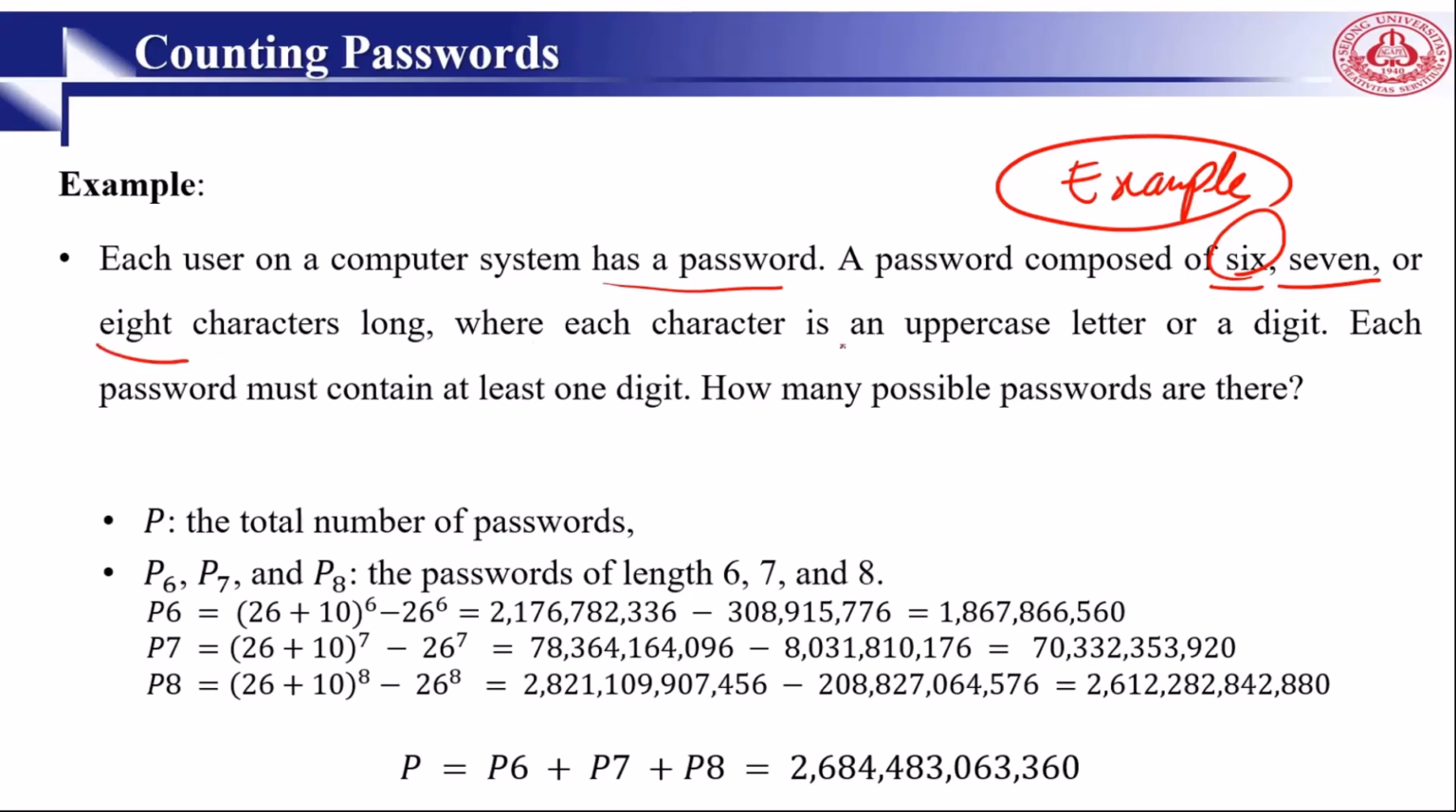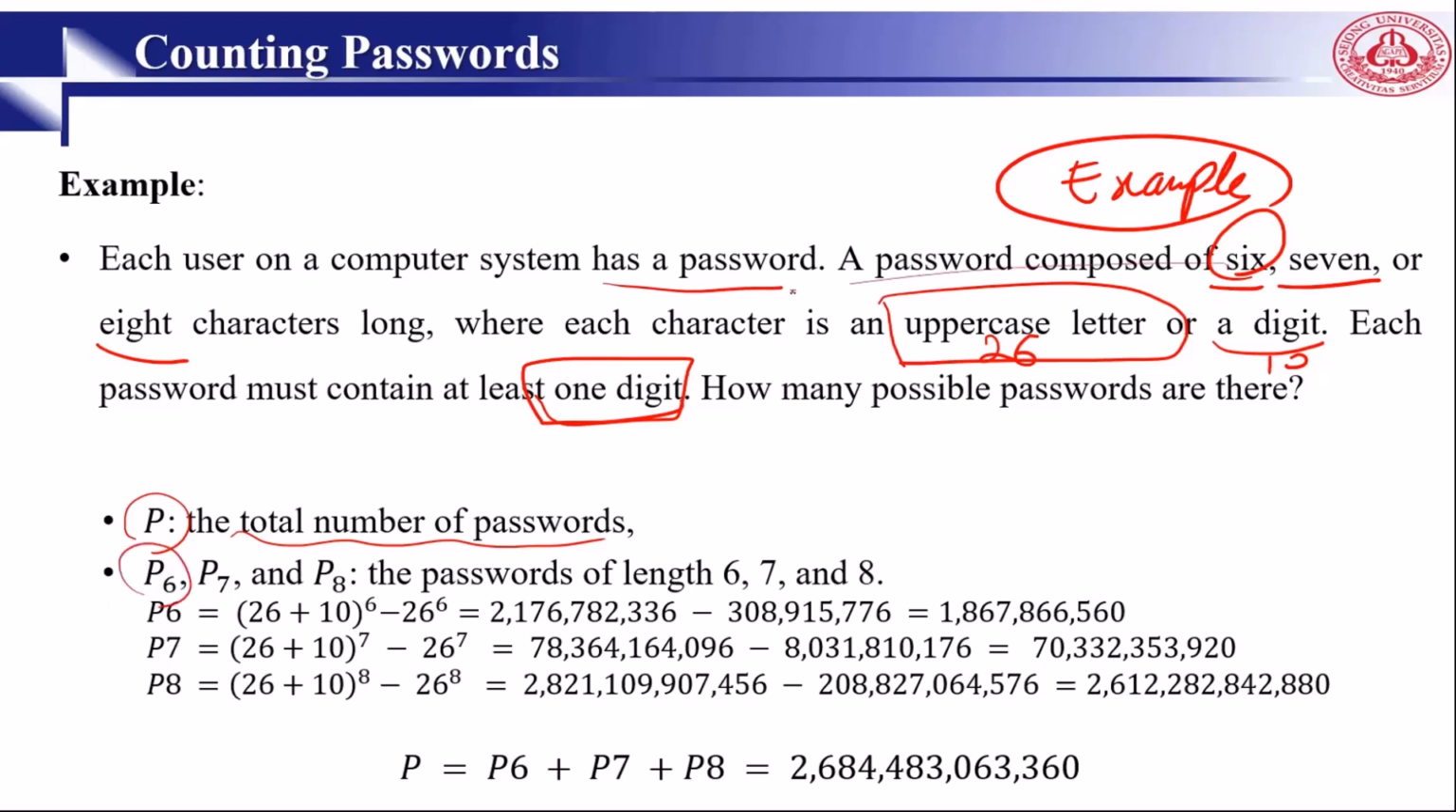Where each character is an uppercase letter or a digit. How many uppercase letters do we have? 26. How many digits do we have? 10. Each password must contain at least 1 digit. So then the question is, how many possible passwords are there? Here, we suppose P is the total number of passwords. And we say that P6 is for length 6, P7 for length 7, and P8 for length 8.